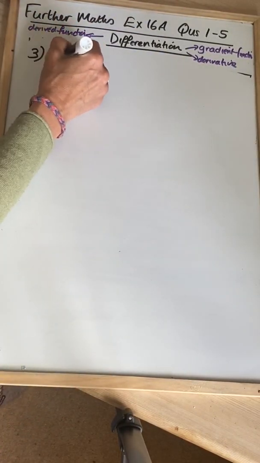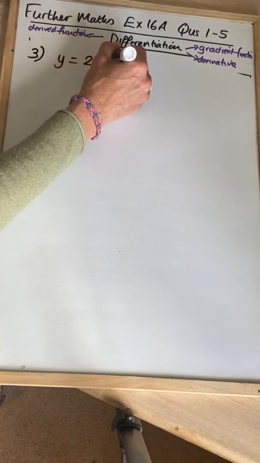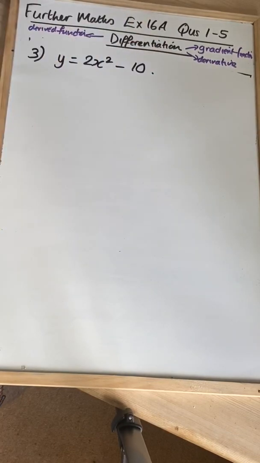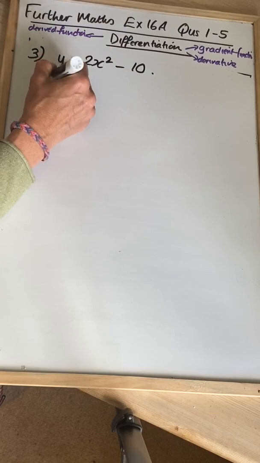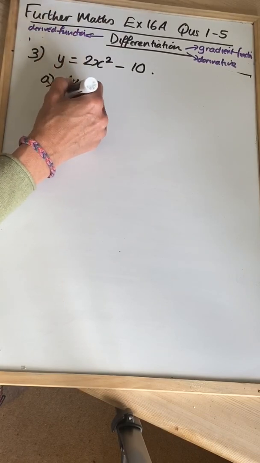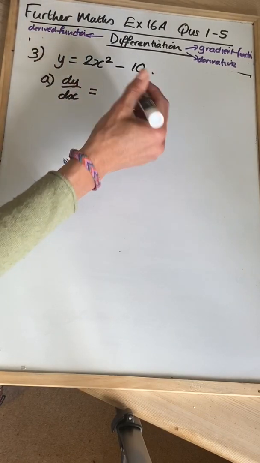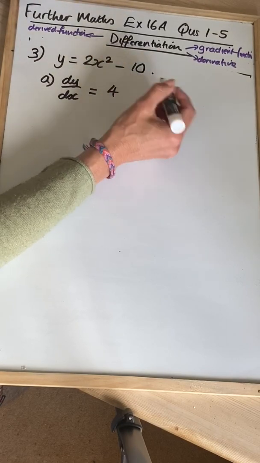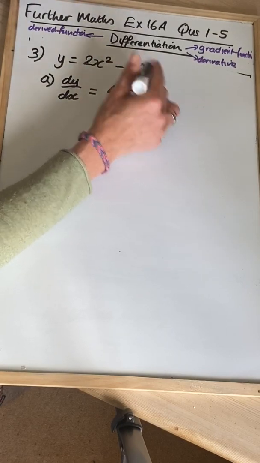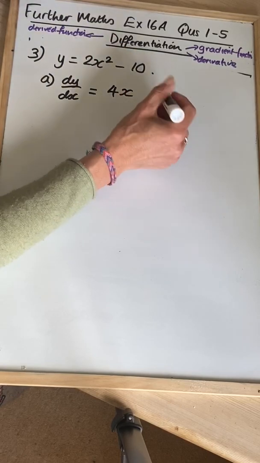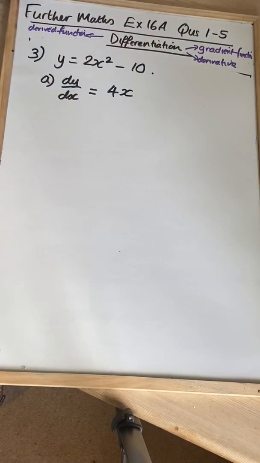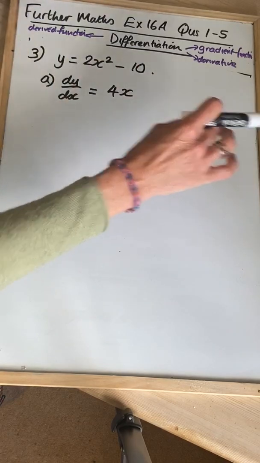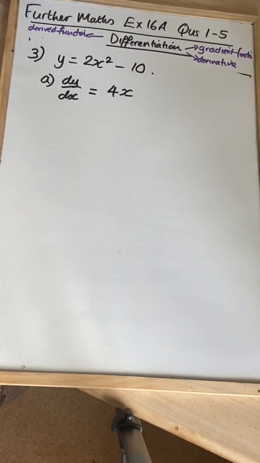Question 3, y equals 2x squared minus 10. First step is always to write out your original function. Part A is to differentiate that to find your gradient function, or your derivative. So bring the 2 down, multiply the coefficient by it, you'll get a 4. The 2 becomes a 1, so that disappears. The minus 10 is just going to disappear. Remember, a constant line has a 0 gradient.